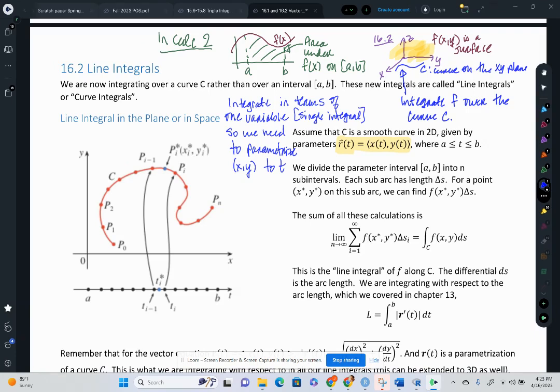It's hard to give the motivation back in chapter 13 about how important it will be later on in chapter 16, but now I can say it. What we learn in chapter 13 is so important for what we need to do here in chapter 16.